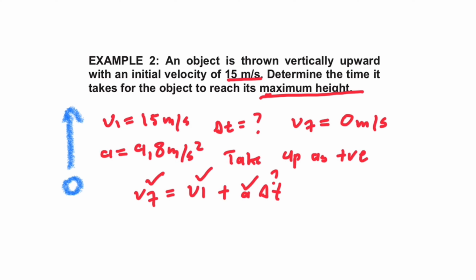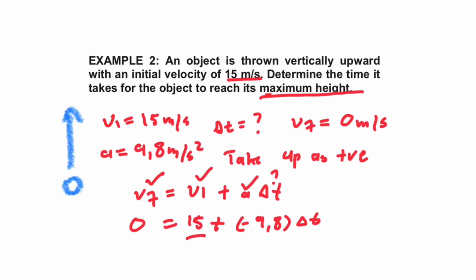If I go ahead and substitute, Vf is equal to 0. So we don't have to worry about whether it is positive or negative because it is just 0. And then Vi, on the other hand, our object is thrown upwards. We are taking up as positive. So we must substitute that 15 meters per second with a positive sign. So we're going to have 15 plus the acceleration. The acceleration is always downwards. We're taking up as positive. So the acceleration should be minus 9.8. Delta t is what we're interested in.